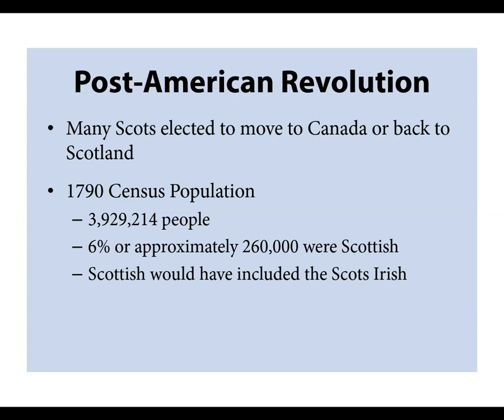In the 1790 United States Census, there were 3.9 million people. Approximately 6%, or 260,000, were actually known to be Scottish. And of course, the Scottish would have included the Scots-Irish.